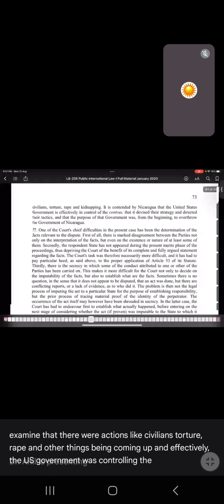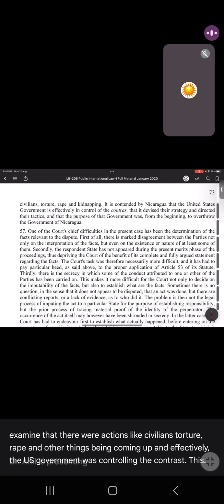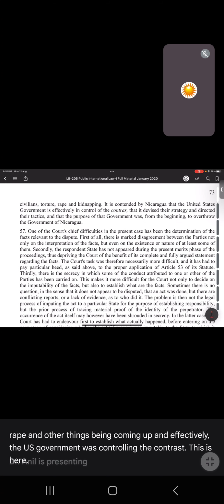Looking further, they examined actions like torture of civilians, rape, and other abuses, and that effectively the US government was controlling the Contras. The US government was effectively in control of the Contras, and the Contras were the ones torturing civilians, committing rape and kidnapping.